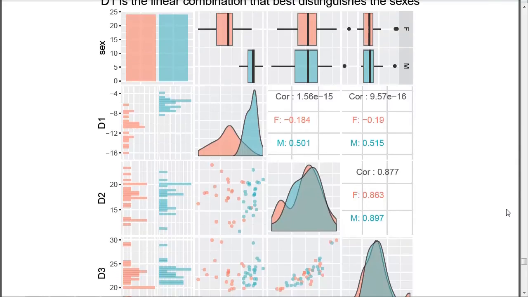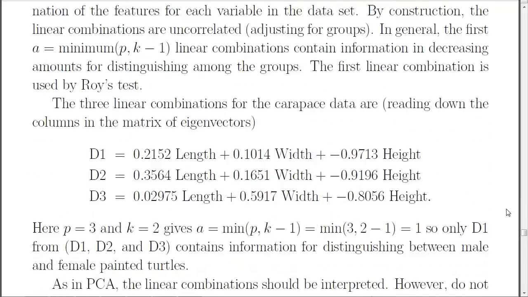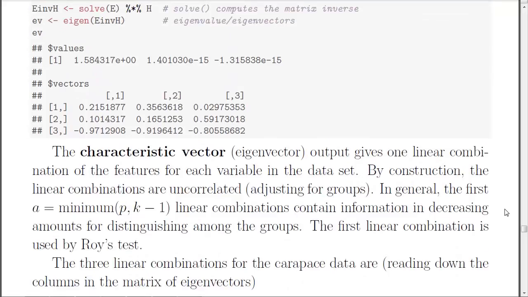There was one more idea here. Here. In these eigenvalues, 1.58 is sort of how different the males and females are in this D1 direction, in this linear combination. These other two characteristic roots, or eigenvalues, indicate how different the two groups are in the other directions. And you can see that these are both 10 to the negative 15. They're basically zero. So all the difference is captured in that first direction.